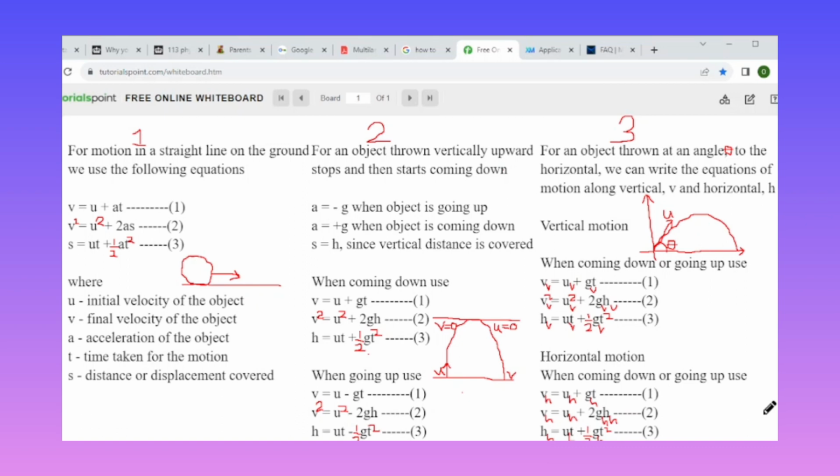If you are able to separate the equations of motion you will use for your calculation as explained this way, any question under motion in a straight line or an object thrown vertically upwards or an object thrown at an angle to the horizontal, which is projectile, will be a walkover for you.